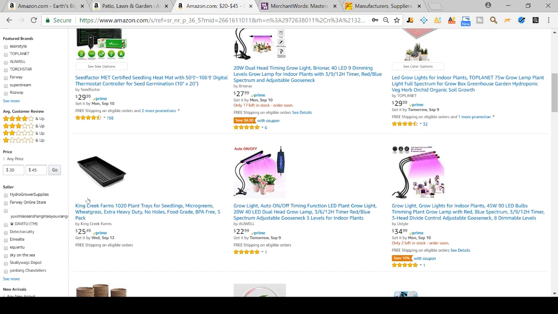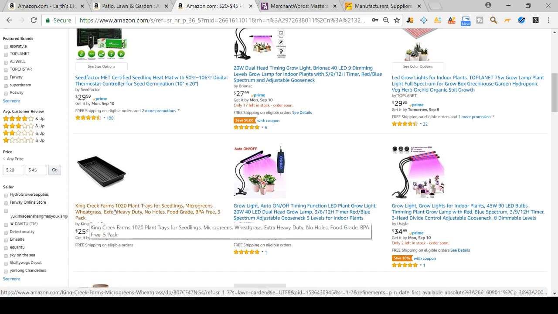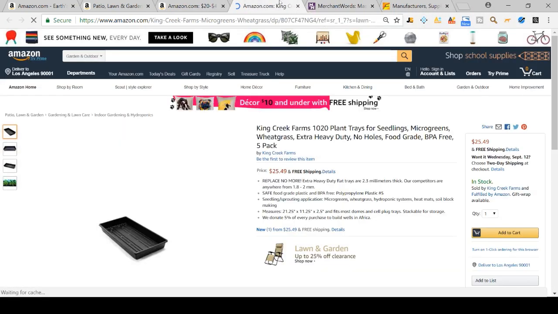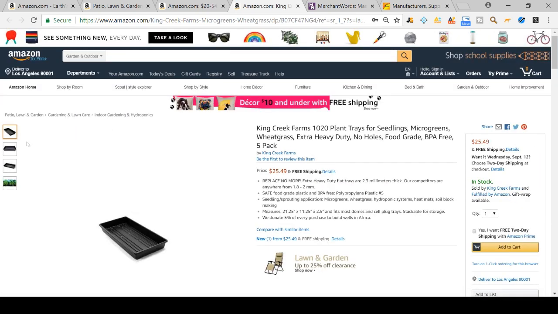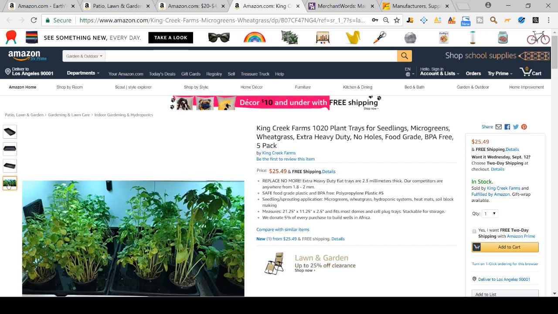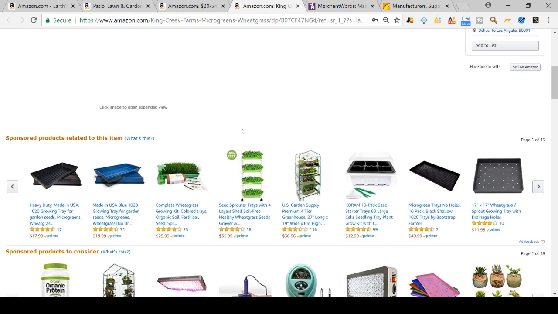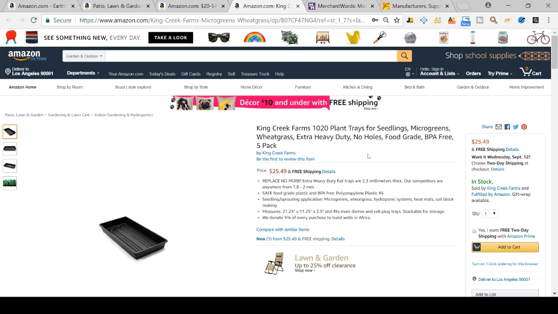And look at this, King Creek Farms. This is the brand name. 1020 plant trays for seedlings, microgreens, wheatgrass. We will click, it's selling for $25.49. We will go onto this product page, and looks like there is a lot of improvement when it comes to the images. So this could be a potential product, by the way, and it's recently launched. It does not have any reviews, and they have plenty of stock.